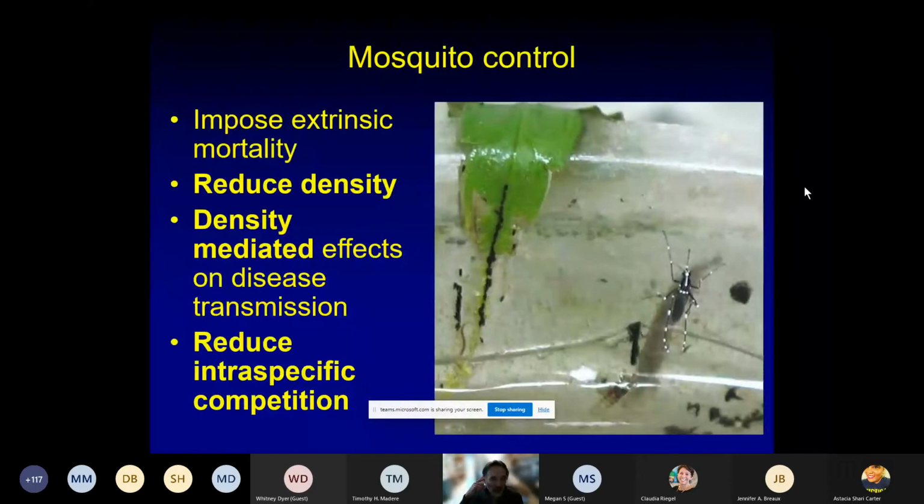So mosquito control, simple in principle. You impose a source of extrinsic mortality on the mosquito population. I tend to think of this mostly as imposing that on larvae, the aquatic stages of mosquito life cycle. And in doing so, what you hope to do is reduce the density of the mosquito population. And the goal of that in a health context is to produce what might be characterized as density mediated effects on disease transmission. That is, by reducing the density of the vector, you would try to reduce the transmission of the disease. A side effect of that reduction in density, though, is that you will reduce intraspecific competition among the mosquitoes that you are targeting. And that has other consequences.